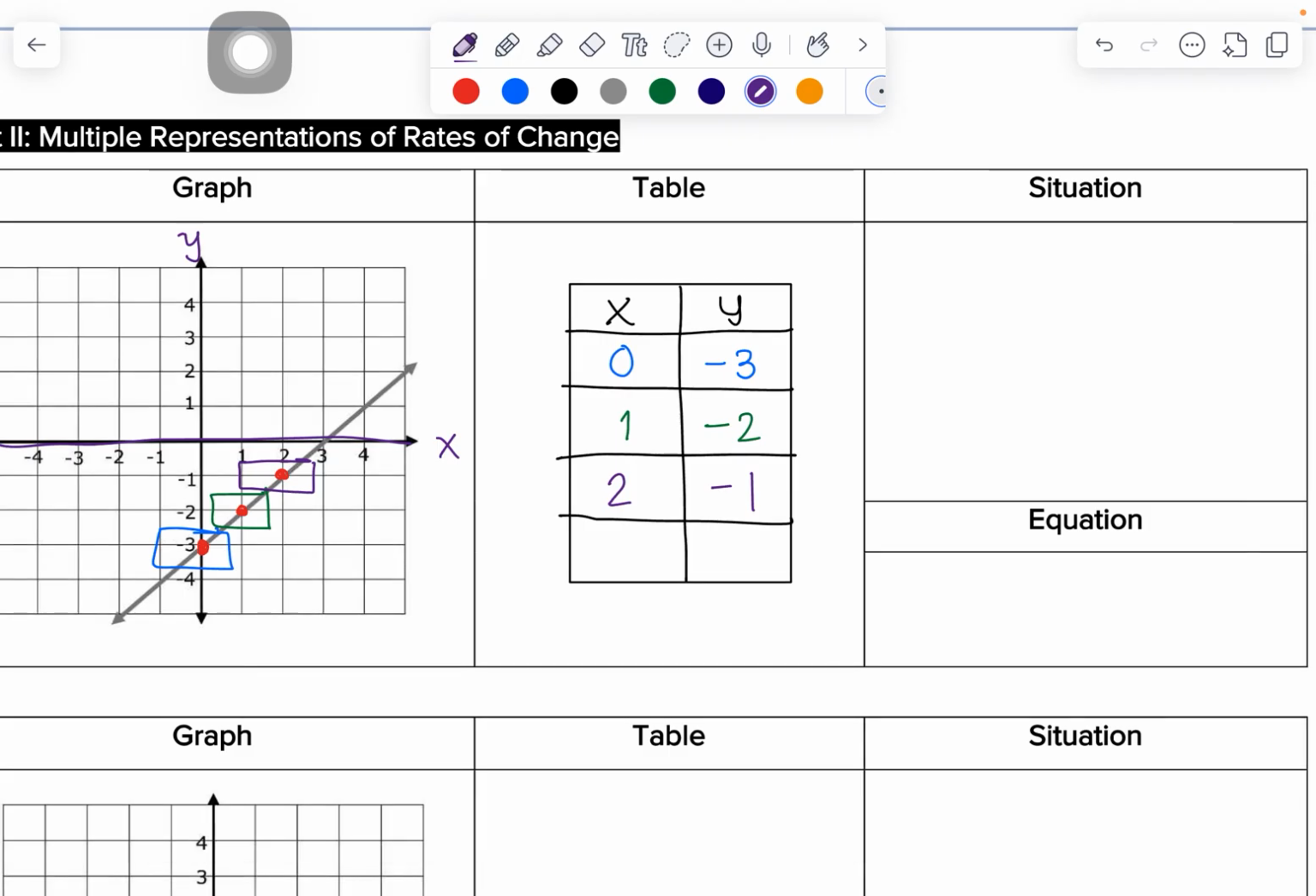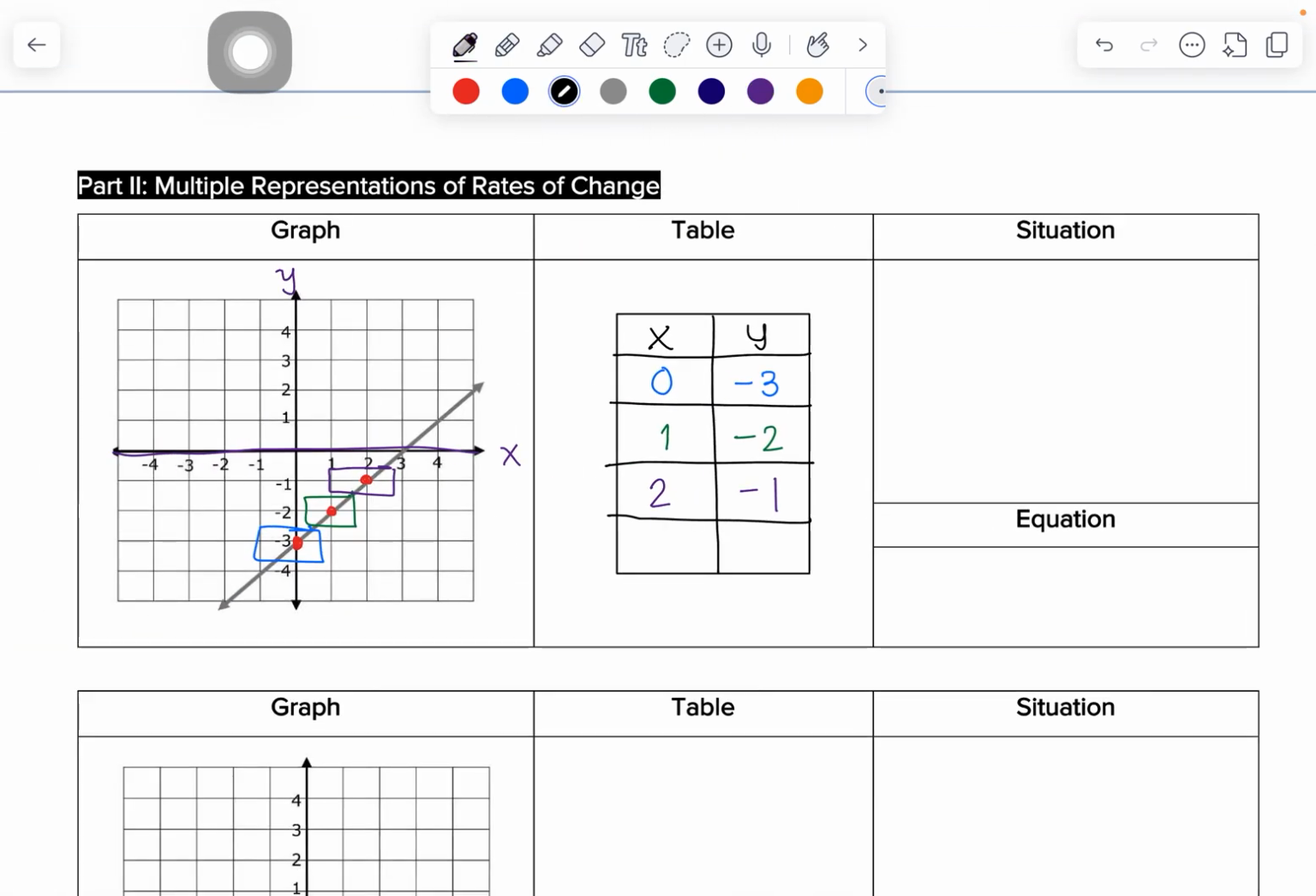Now, let's write an equation. For the equation, we need the form y is equal to mx plus b. M is equal to the change in y over the change in x. So then, let's see how y is changing. How do we go from -3 to -2? We're adding 1. Same thing over here. We're adding 1. -3 plus 1 is equal to -2. -2 plus 1 is equal to -1. So that means the change in y is 1.